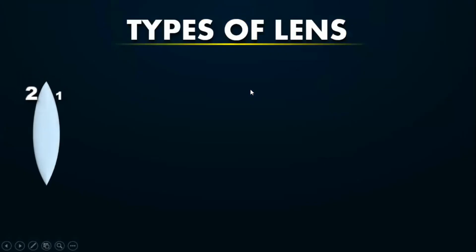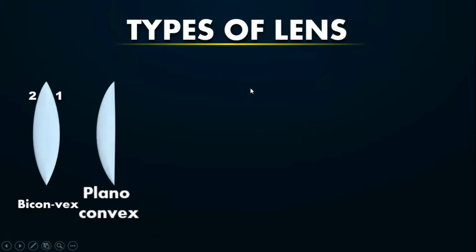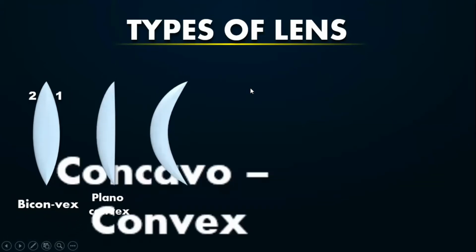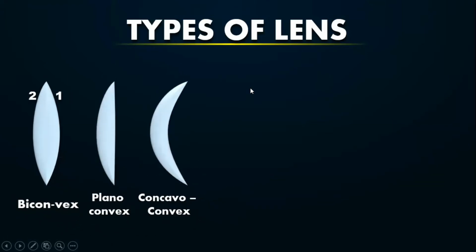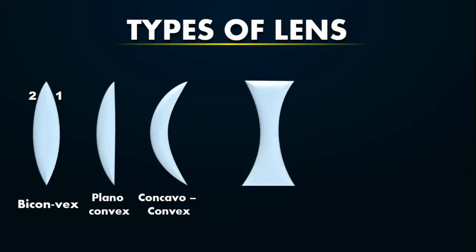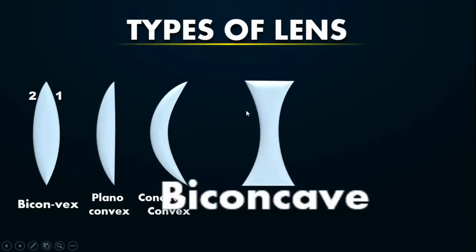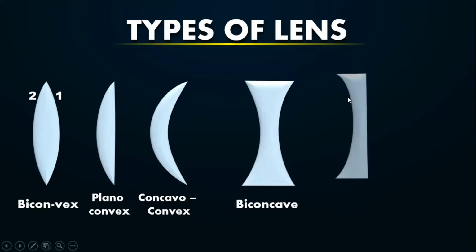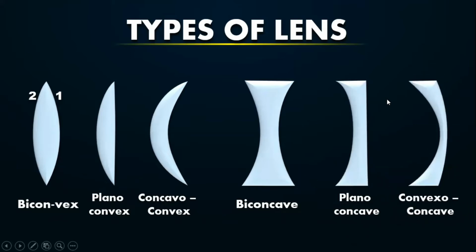Types of lenses. First type of lens is your biconvex lens, then your plano-convex lens, then your concavo-convex lens, biconcave lens, plano-concave lens, and your convexo-concave lens. So why do we call the first one biconvex?